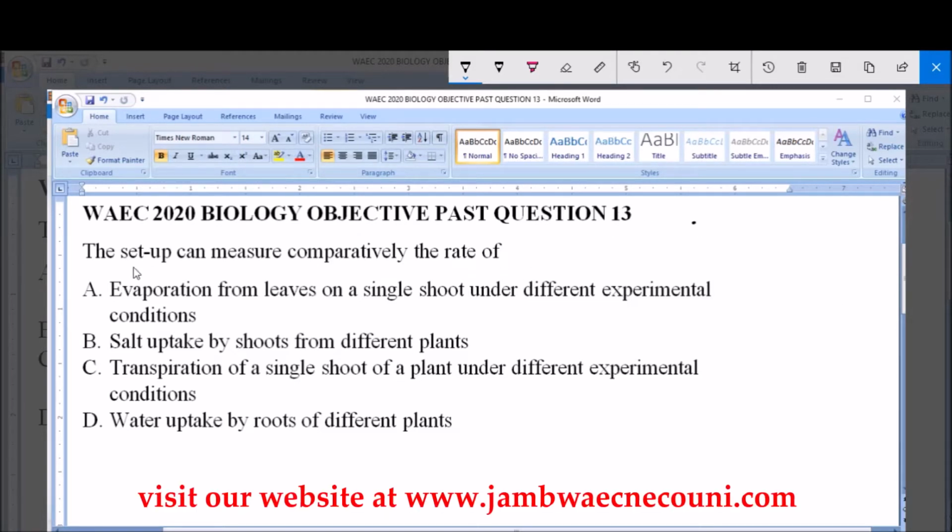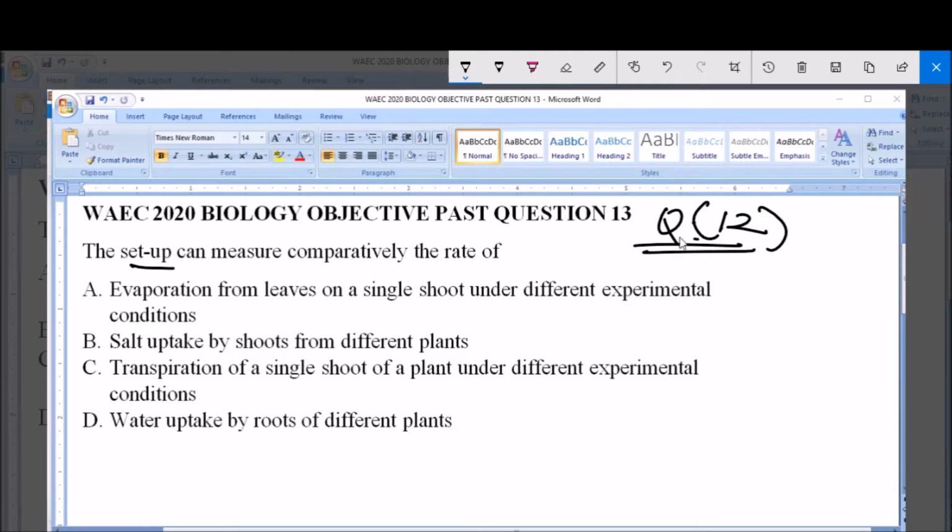So the setup here in question is the setup seen in question 12. For the setup, refer to question 12 and you see an accurate diagram of the setup. Now for this case, we are asked, what does the setup comparatively measure? What does it comparatively measure?